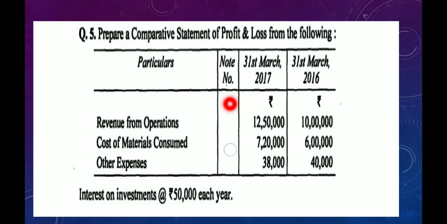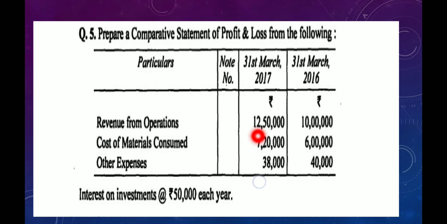Now, how do you make a comparative statement in the profit and loss account? It is as easy as the balance sheet. So you have to remember the format of the balance sheet and the profit and loss account. After that, you are able to solve comparative statements. So first of all, what are the figures given? It is the 5th question of practical of D.K. Goyal. You can easily find them.